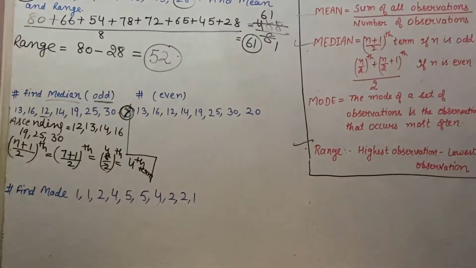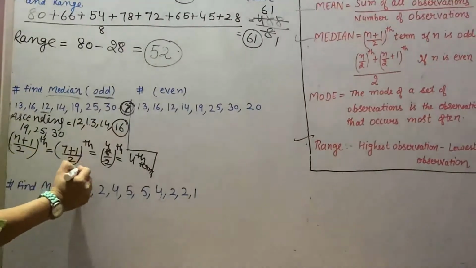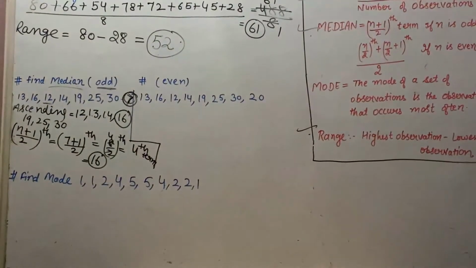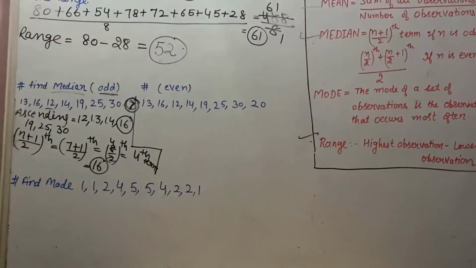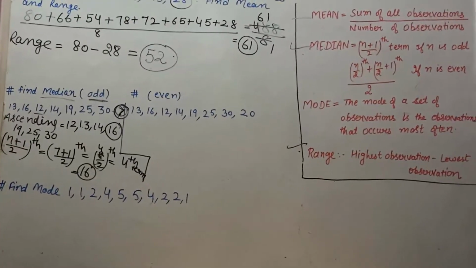What is the 4th term? 1, 2, 3 and 4. 16 is the 4th term. That means 16 is the median here. And now when the number of terms is even.